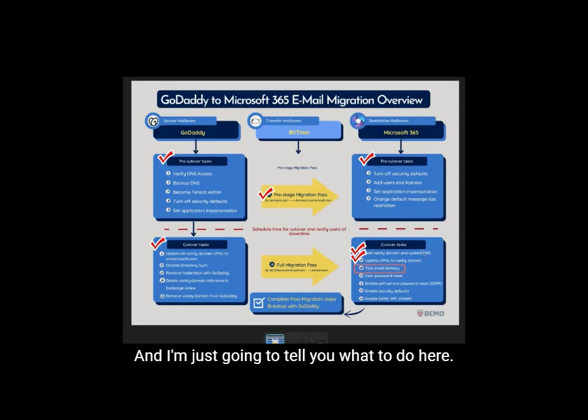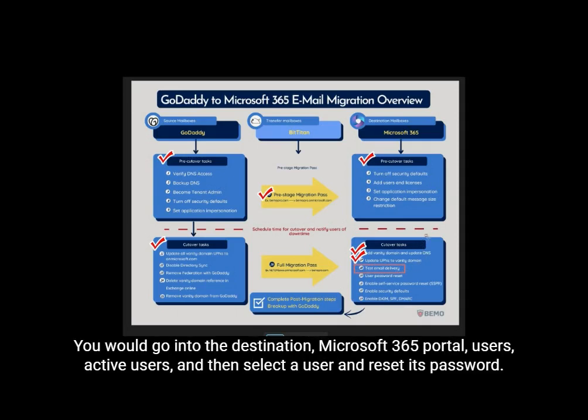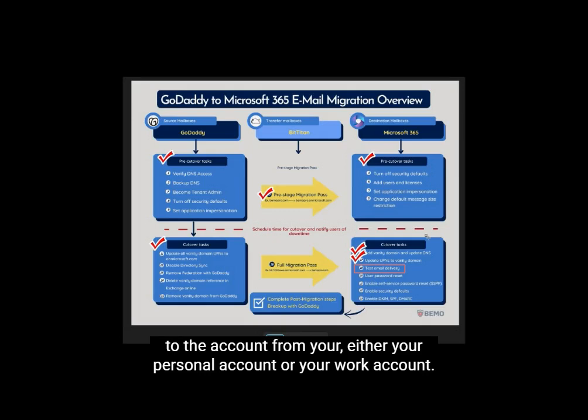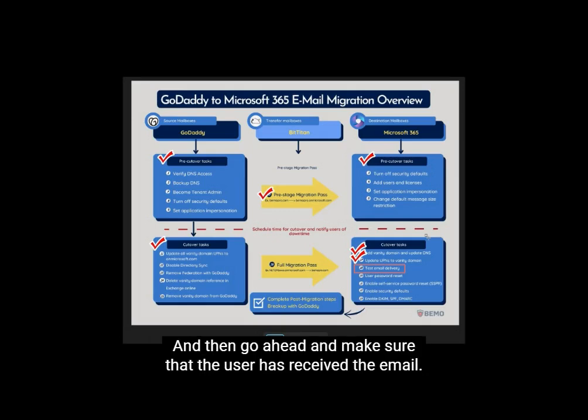And I'm just going to tell you what to do here. You would go into the destination Microsoft 365 portal, users, active users, and then select a user and reset its password. And then you're going to go ahead and open in private window, log in as that user, and then send an email to the account from either your personal account or your work account. And then go ahead and make sure that the user has received the email.